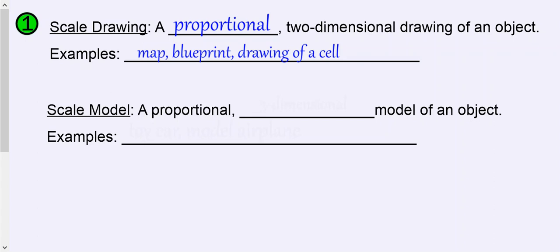A scale model is a proportional three-dimensional model of an object, and some examples of scale models: toy car, model airplane, or model car. Just a smaller example of the real object. Make sure you fill in the blanks on your notes before you continue on. Scale drawing is a proportional drawing, and scale model is an actual three-dimensional object.